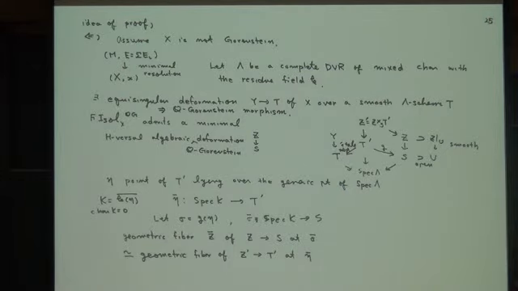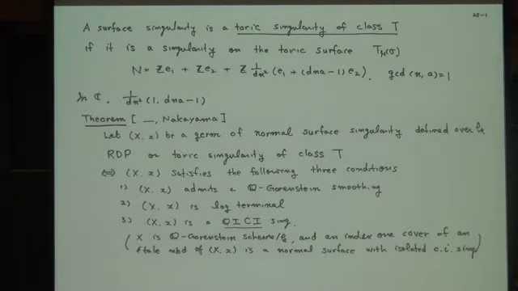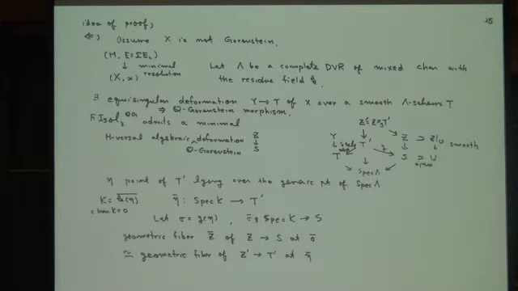Here we wanted to prove that if we satisfy this, then we want to prove rational double point or toric singularity. But if you assume X is Gorenstein, then it is very easy to prove this rational double point. So now we assume X is not Gorenstein. Then consider the minimal resolution, and let Λ be a complete DVR of mixed characteristic with residue field K. You can choose, for example, the ring of Witt vectors.